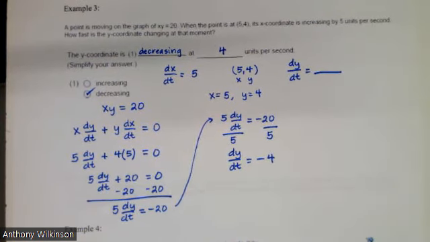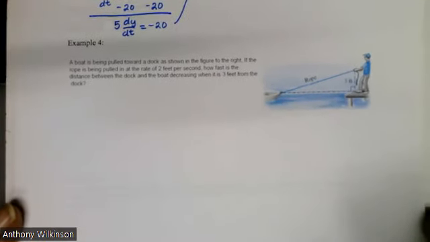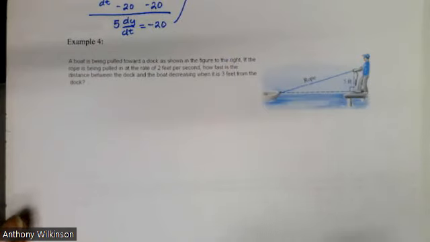All right, take a look at this example, number 4. Here's some type of application problem with this one. A boat is being pulled toward a dock as shown in the figure to the right. If the rope is being pulled in at the rate of 2 feet per second, how fast is the distance between the dock and the boat decreasing when it is 3 feet from the dock?